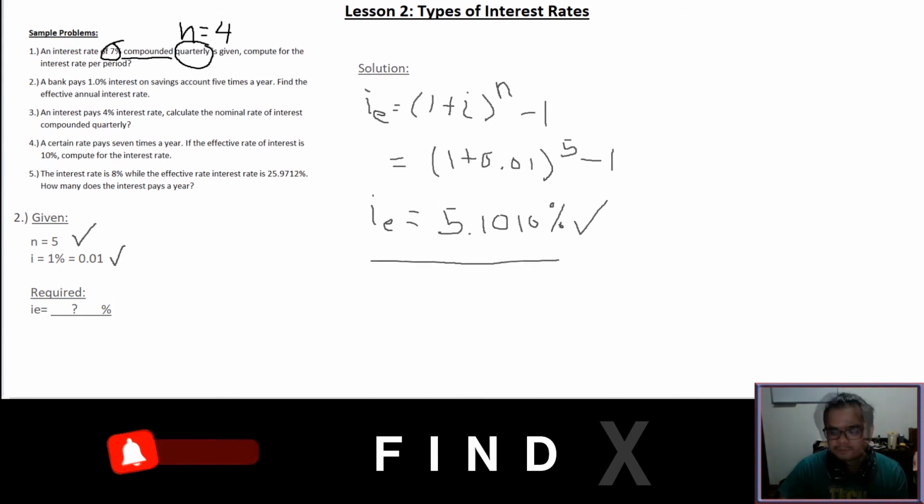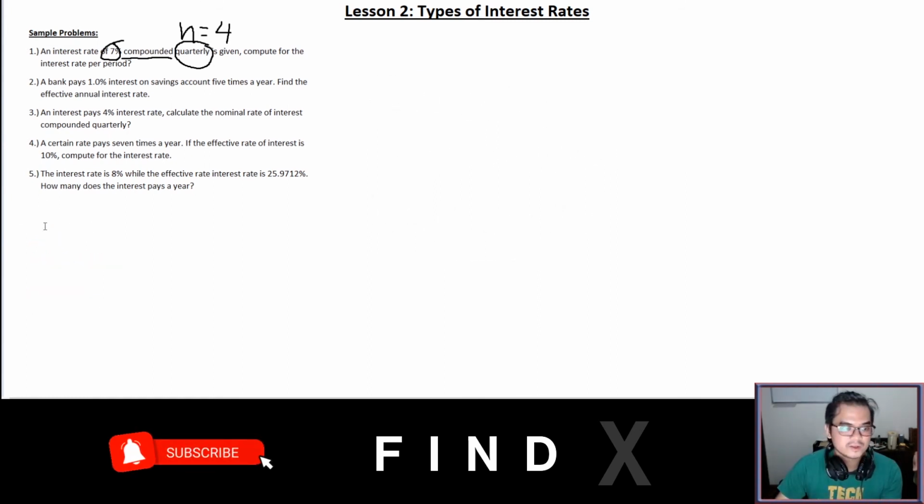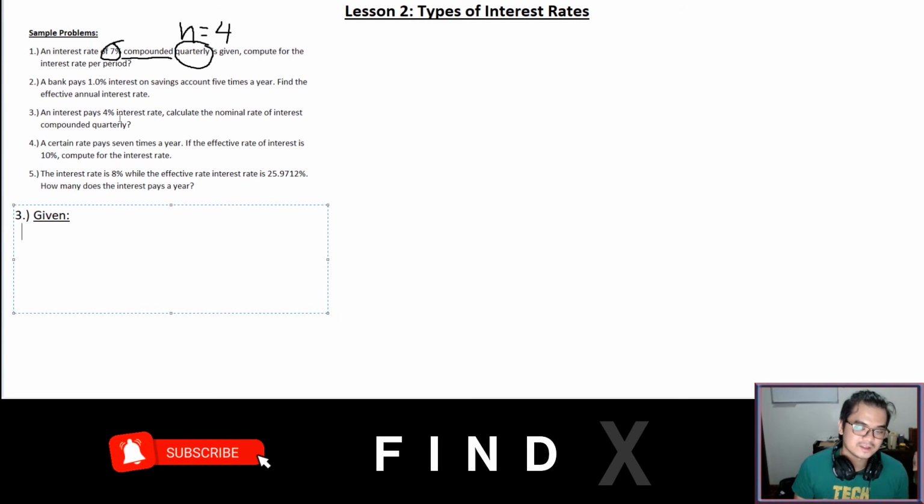Okay, and let's go to the next problem. Let's try to solve the next problem. That's number 3. So we have here the givens again. An interest pays 4% interest rate. We don't see again any word compounded. Therefore, the 4% must be your I. So I will be equal to 4%, which is also equal to 0.04.